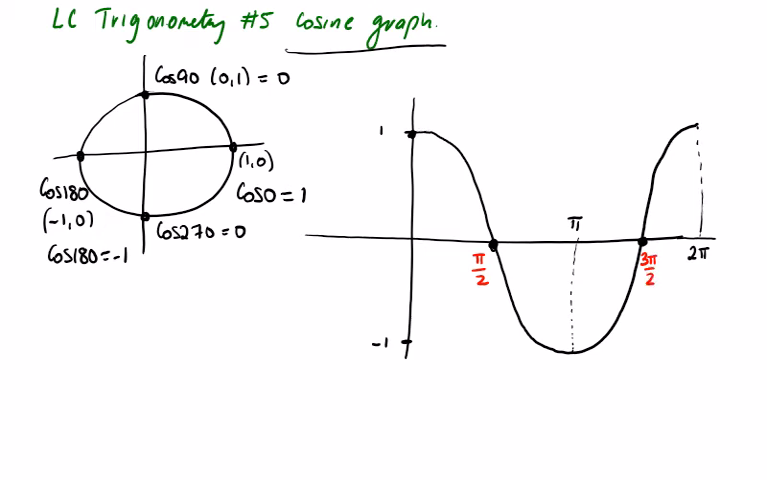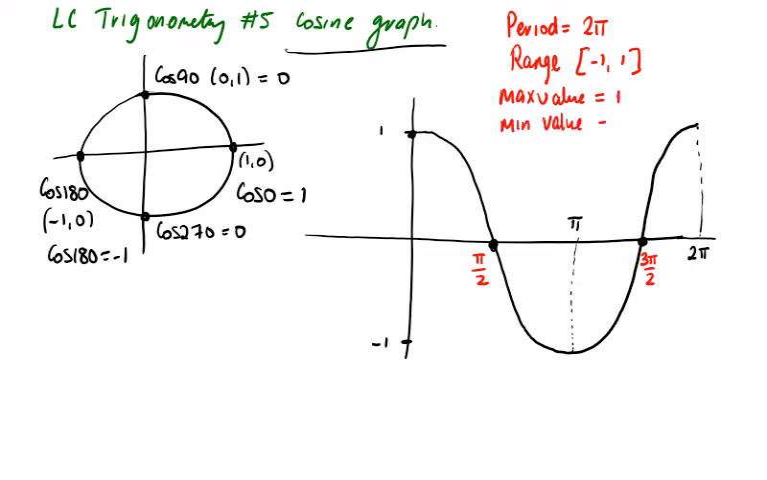So this is your basic cosine graph just with 4 values on a pi over 2, pi, 3 pi over 2, and 2 pi. So we look at the period here, 2 pi. The range, again, same as the sine curve, minus 1 to 1. What can we say about the max value? Max value is 1. The min value is minus 1.